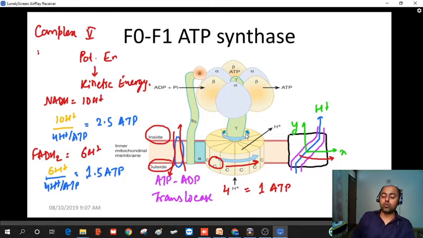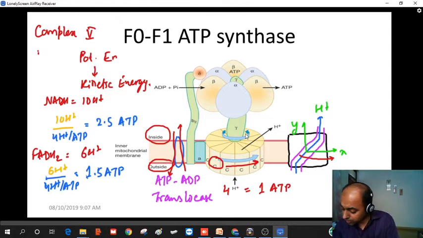So ATP-ADP translocase is an additional protein which is present in the channel, which helps to facilitate the action of the F0 F1 particle. If sufficient ADP is not there, you cannot synthesize the ATP. It doesn't matter if the proton gradient is there or not. If the substrate is not there, how will you make the product?